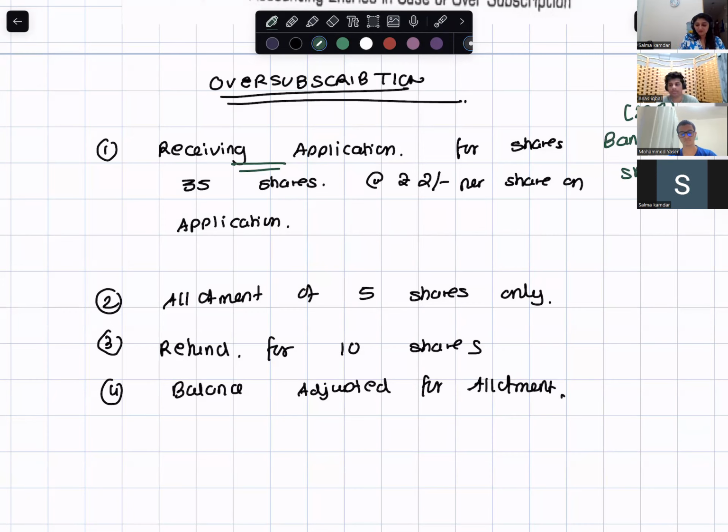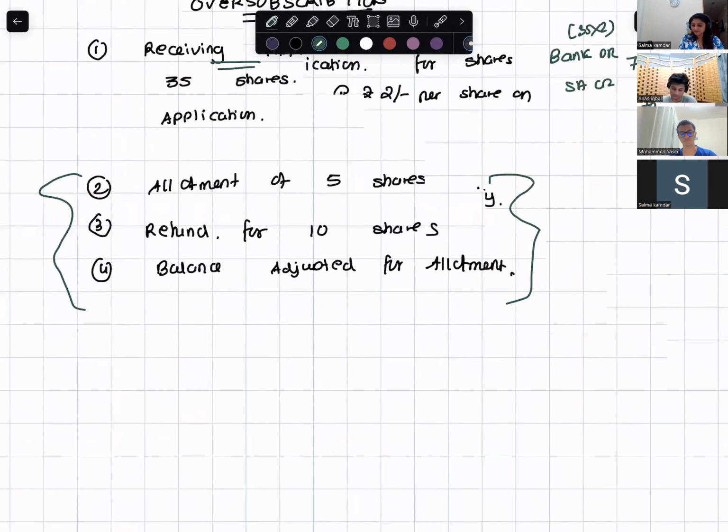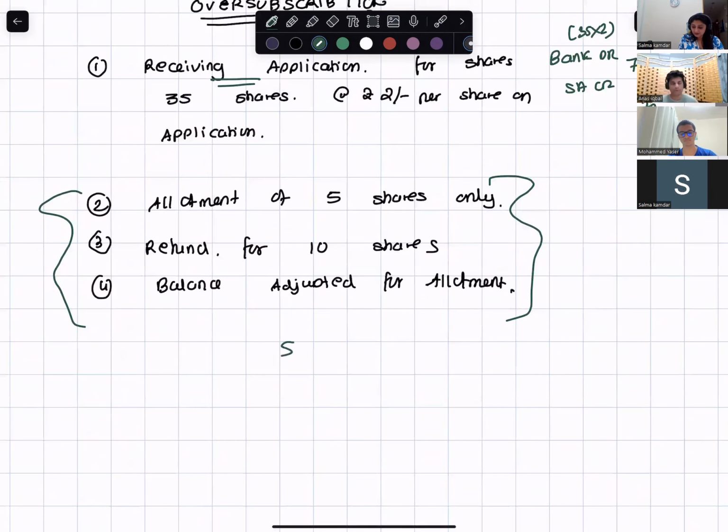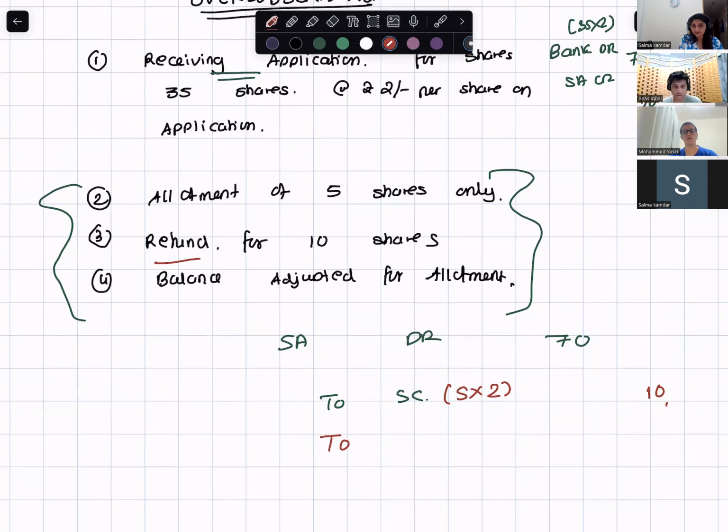Okay, fine. Now for this, we will pass the combined entry. Share application debited 70, to share capital. How much will go to share capital? 5 into 2, 10. How much will go to refund? 10 into 2, 20. What will I write? Bank, 20. When I'm refunding, you write bank.